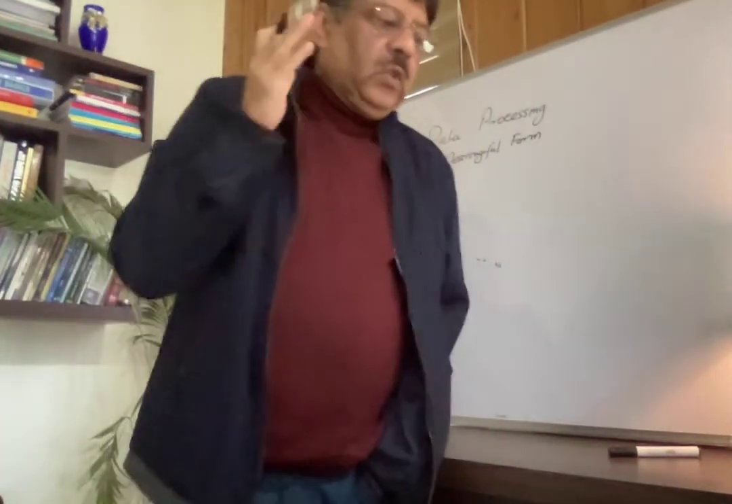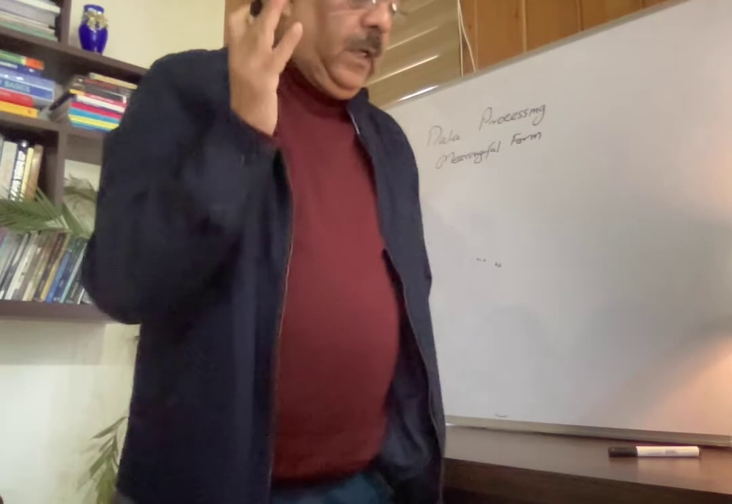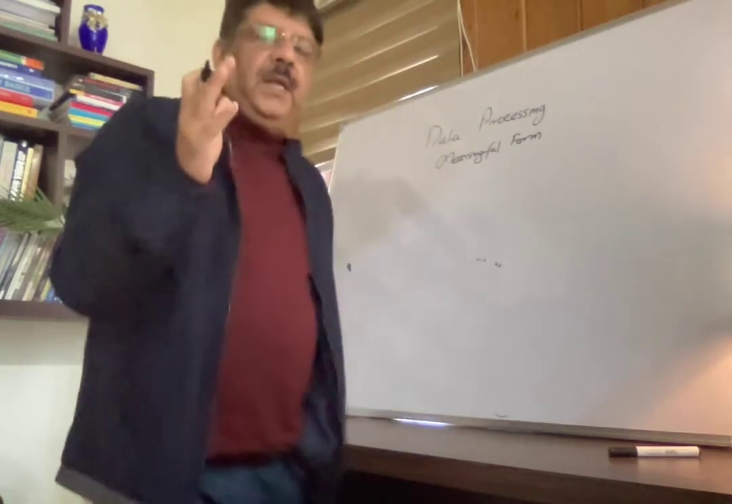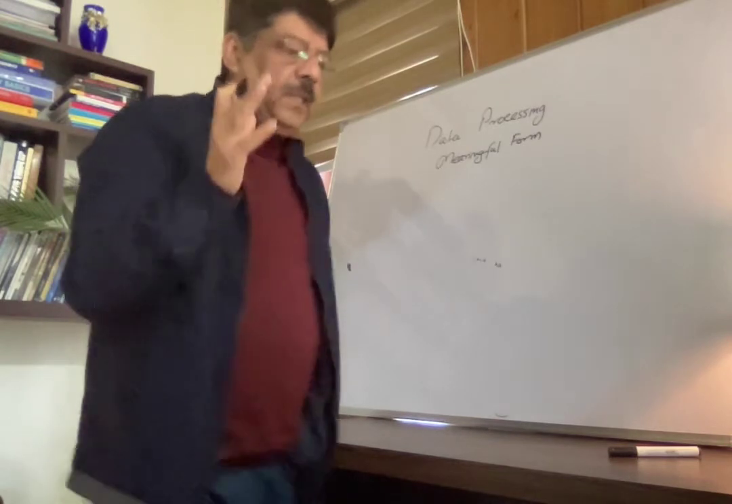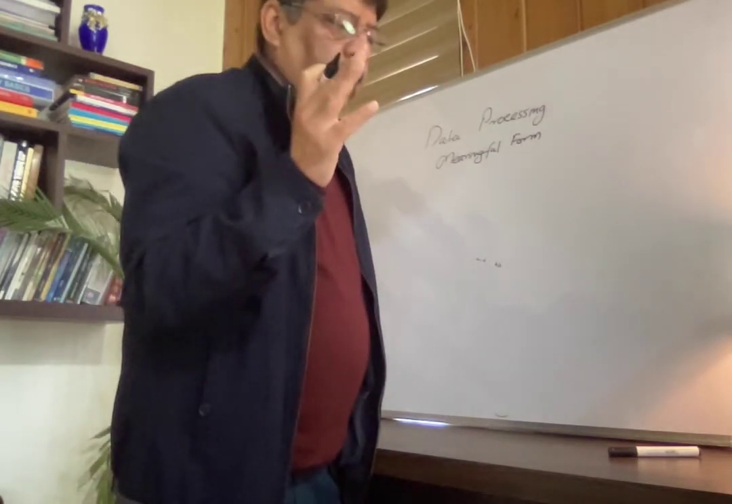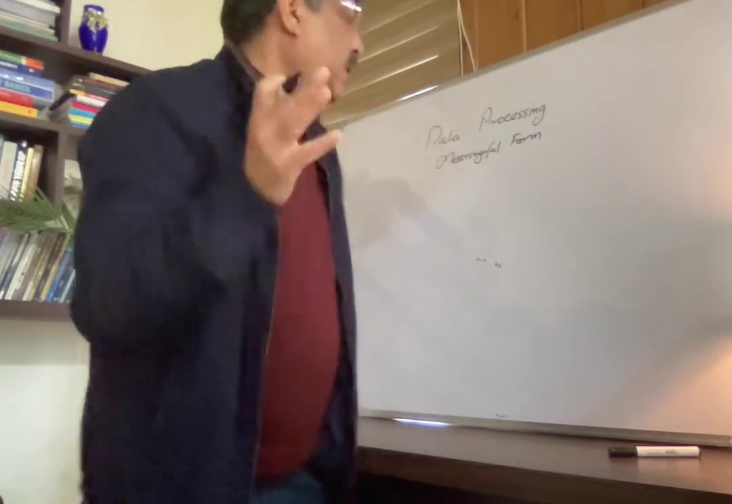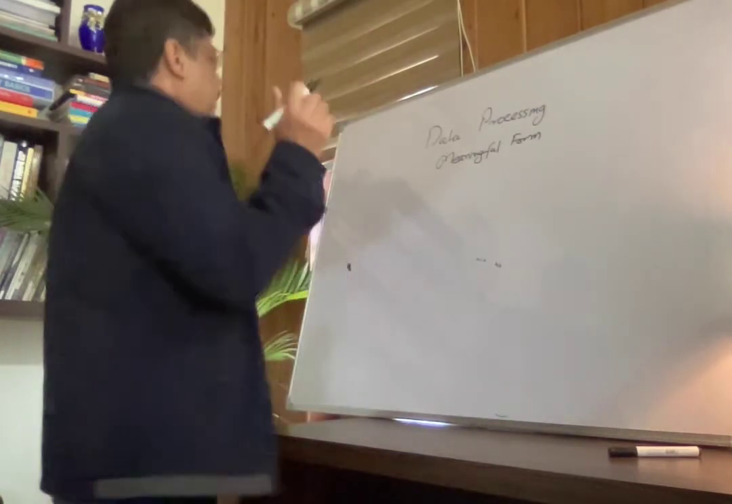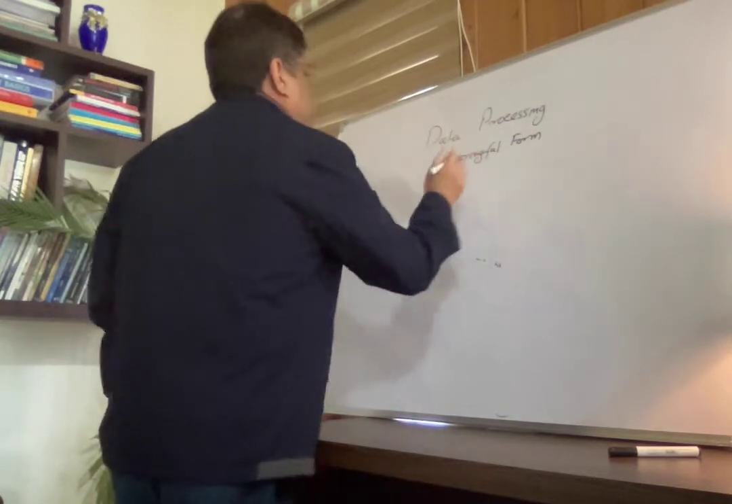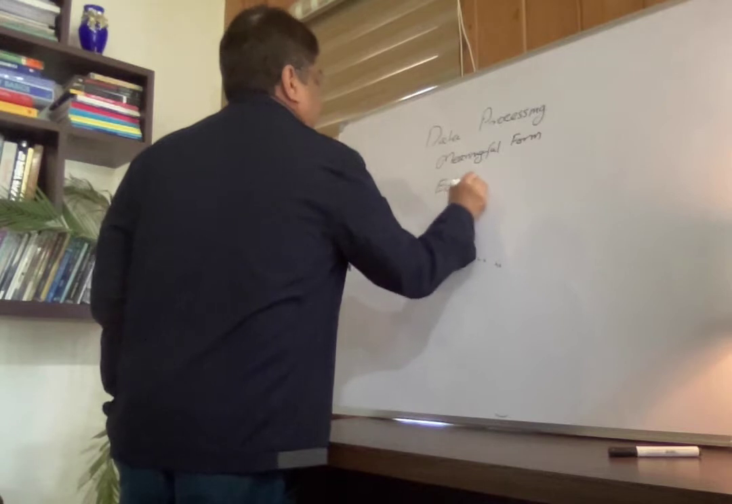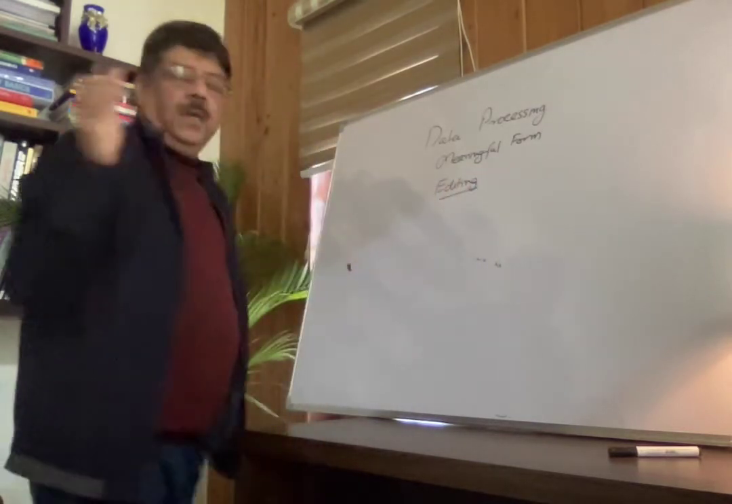Okay. So what we do in data processing, we arrange and manipulate data in such a way that it is more meaningful, right? So there are many steps. The first step in data processing is editing. What is editing of data? Can you tell me what is editing of data?